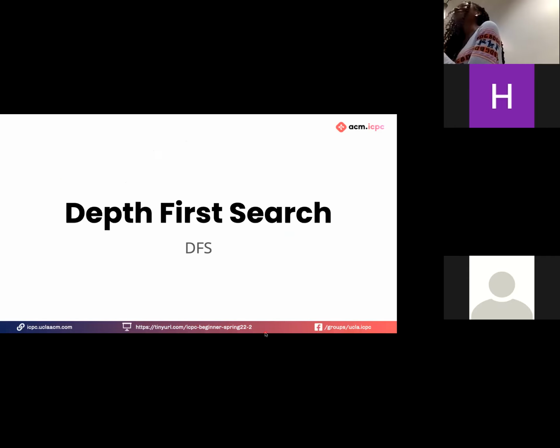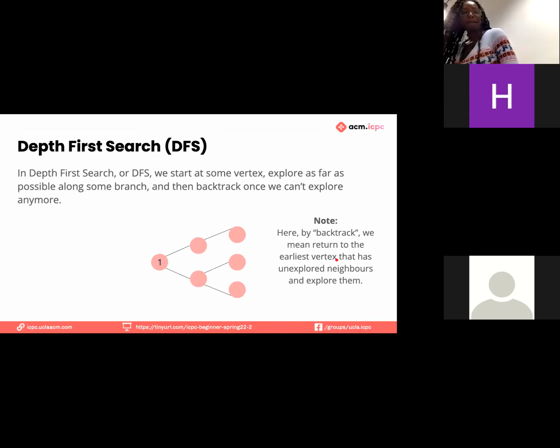Cool, yay. So finally, we have the second graph traversal algorithm, which is DFS. DFS is really cool. In depth-first search, we start at some vertex and we go as far as possible along some path. And then once we hit some end that we can't explore anymore, we will just jump right back to the earliest vertex with unexplored neighbors. Hopefully you can see that here.